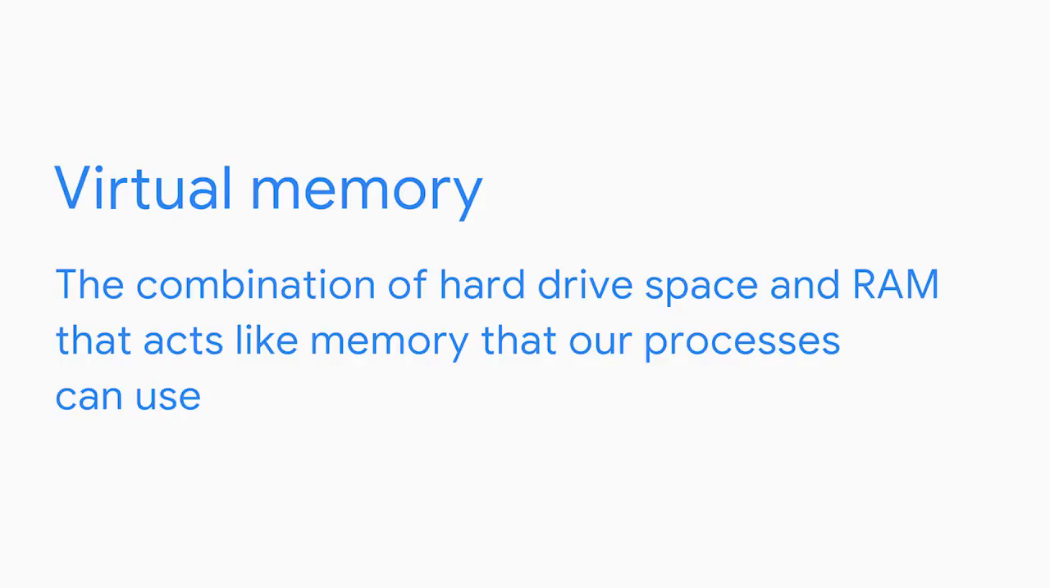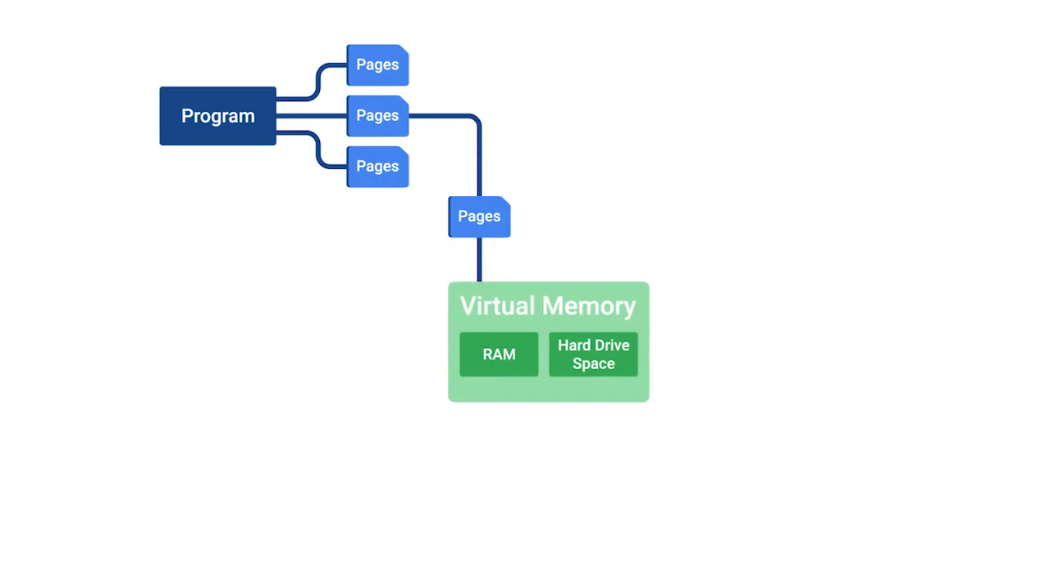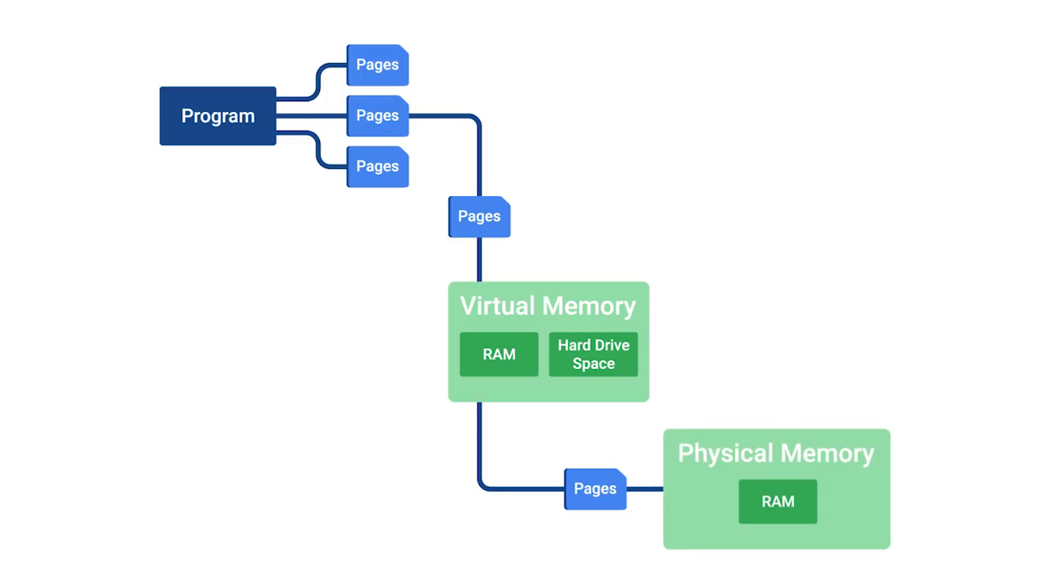Virtual memory is the combination of hard drive space and RAM that acts like memory that our processes can use. When we execute a process, we take the data of the program in chunks we call pages. We store these pages in virtual memory. If we want to read and execute these pages, they have to be sent to physical memory or RAM.